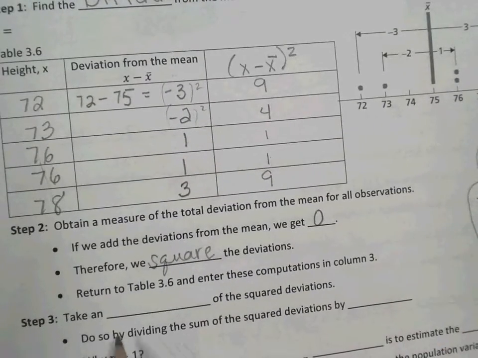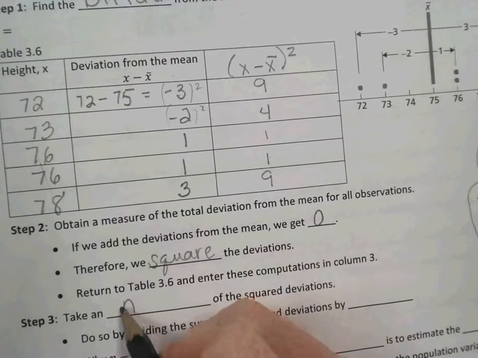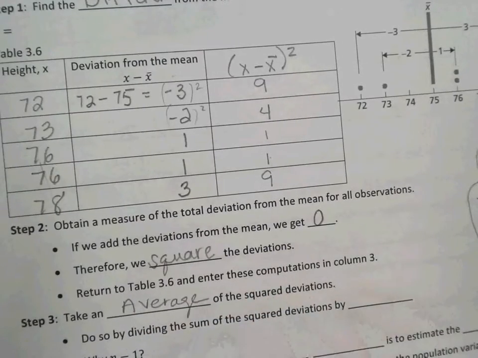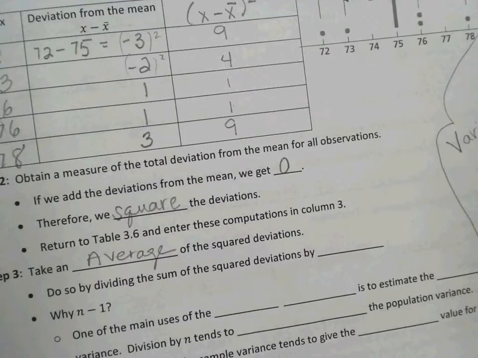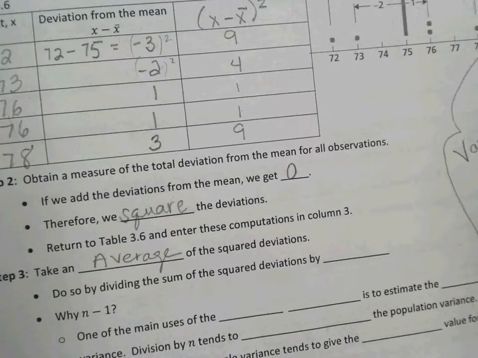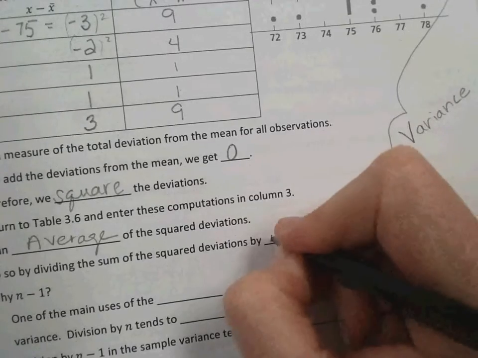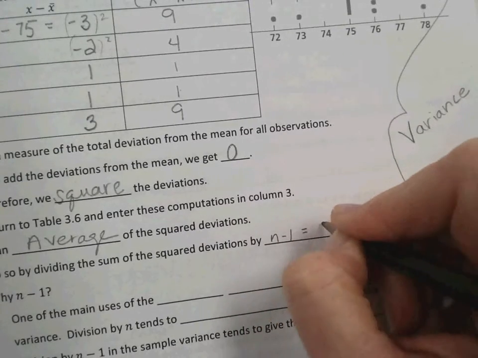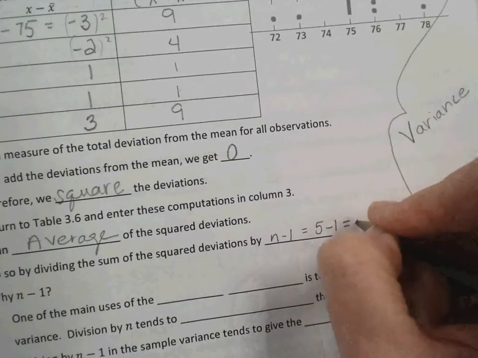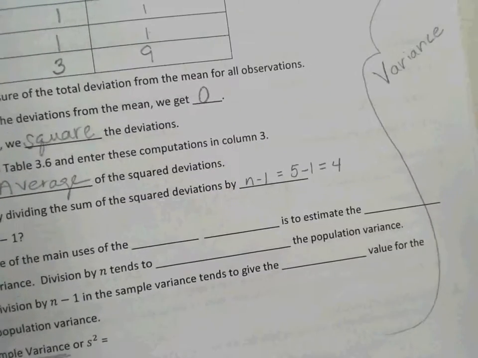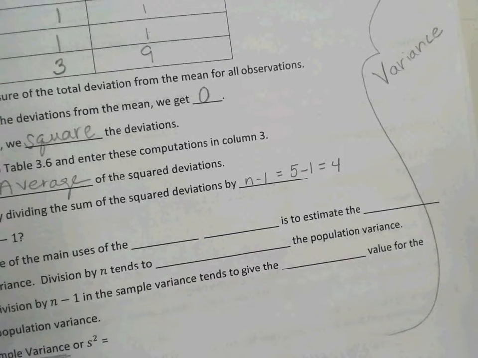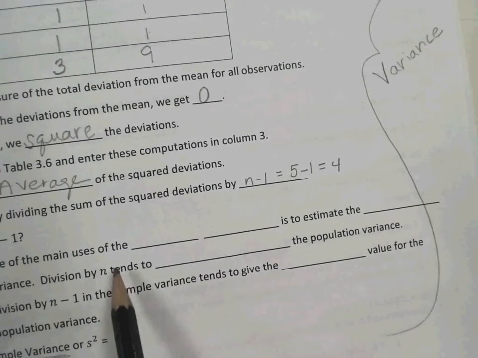So now we're going to take an average of the squared deviations. Now here's the funny part about this. We're going to divide by n minus 1, which in our case is 5 minus 1, or 4. We're going to divide everything by 4. It's kind of a weird concept to understand, and I'll explain it to you here. You'll have some reference on why we're dividing by n minus 1.